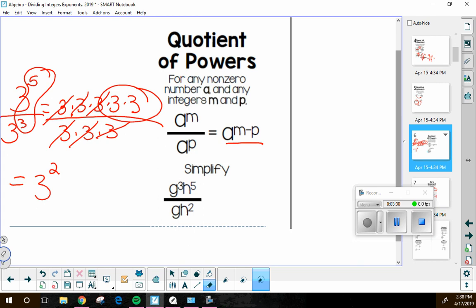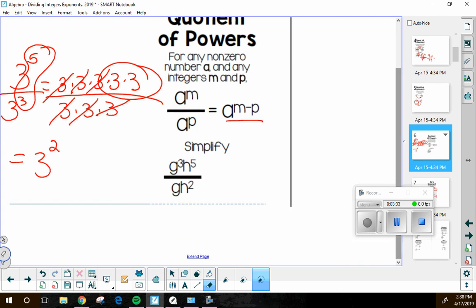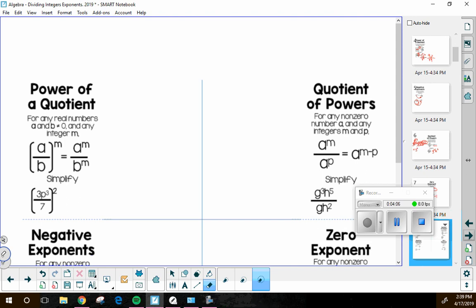I don't know if this is already on your foldable or you need to write it. Oh, it's already there. So we're just going to simplify this one right here. We have g to the 3rd over g to the 1st. So how many g's will we have left? 2. So that's going to be g squared. Then we have h to the 5 over h to the 2. So how many h's will we have left? 3. So when you simplify this, it becomes g squared over h cubed. And that's it. I do have one little thing I'm going to show you after we work a lot of these examples, but it's a no-brainer as well, and you will be totally fine with it.